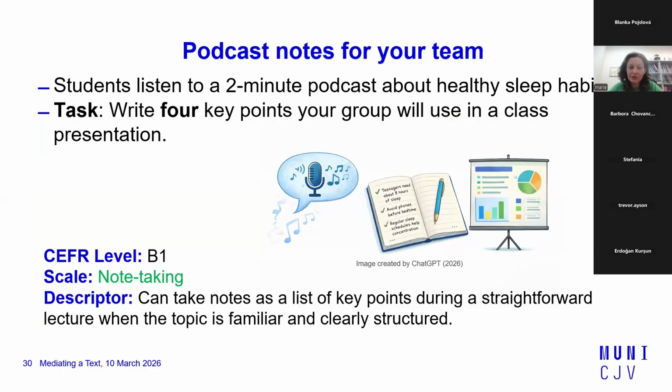Students are asked to listen to a 2-minute podcast about healthy sleep habits, and they are asked to write 4 key points for their group to use later on in their presentation. Of course, if there are more groups of students, it may happen they will have different points. So it might be also interesting later on to compare and have a look at their selected points. So this note-taking activity is designed for B2 level, for students who can take notes as a list of key points during a straightforward lecture.